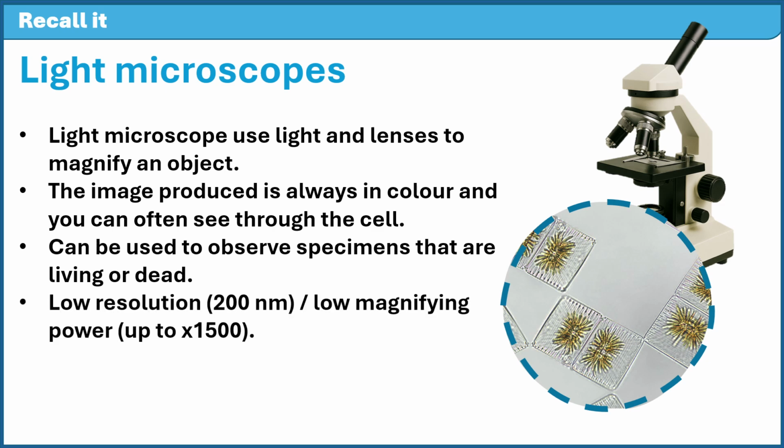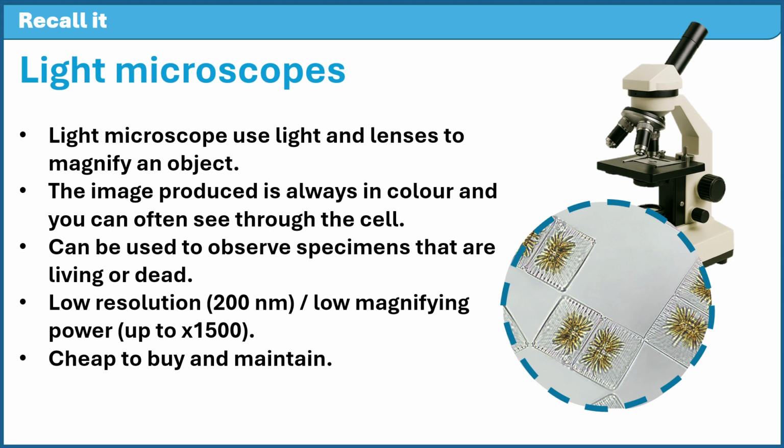They have low resolution, around 200 nanometers, and a low magnifying power, up to around 1,500 times. This means you cannot see structures and organelles in detail like the cell membrane, or see them at all, such as ribosomes. Finally, light microscopes are relatively cheap to buy and maintain, which is why they're so common in schools.